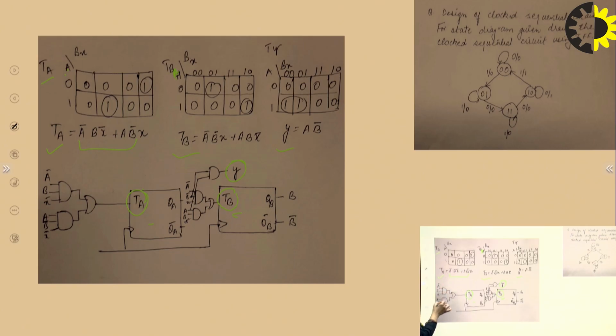You are using 2 AND gates. One AND gate takes A bar, B, X bar, so I am using this. And for the other AND gate you are using A, B bar, X. So A, B bar, X.